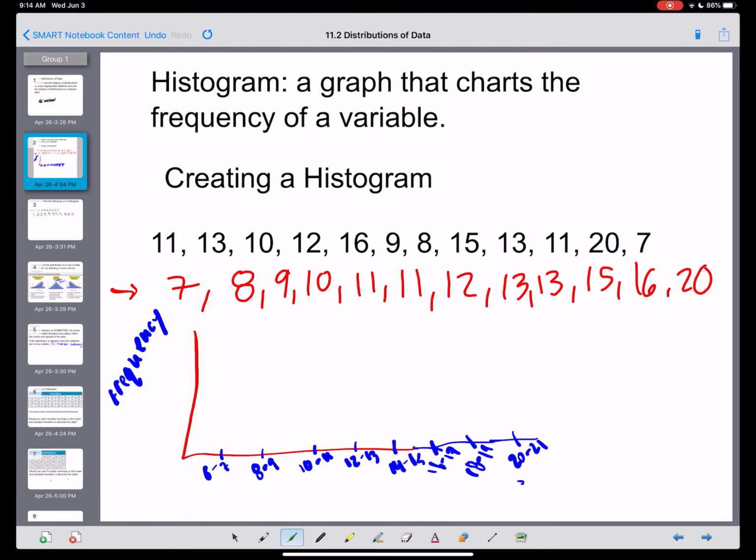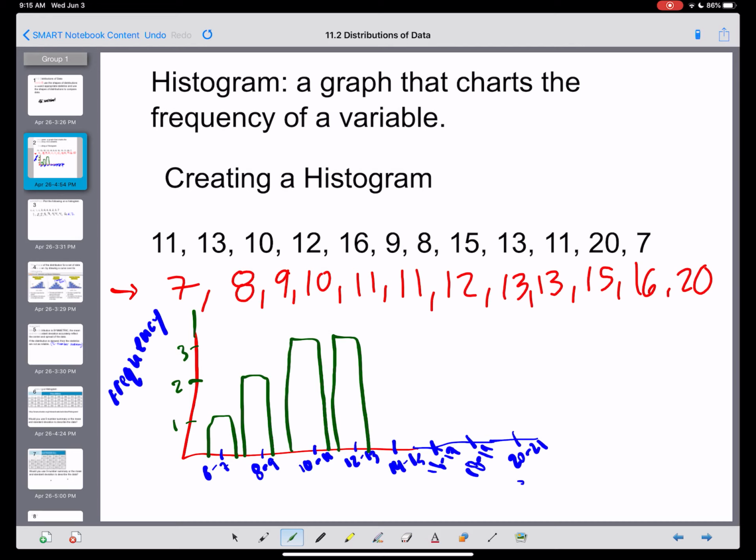Okay, so 6, 7. How many times does 6, 7 occur? One time. So I'm just going to make a bar of 6, 7 to 1. What about 8 to 9? 8 to 9 happens twice. 10 through 11 is 3 times. Might not have enough room. 12 through 13 is another 3 times. 14 to 15 is 1 time. 16 to 17 is 1 time. 18, 19 is nothing, so I'm going to leave that blank. And then 20 is 1 time.